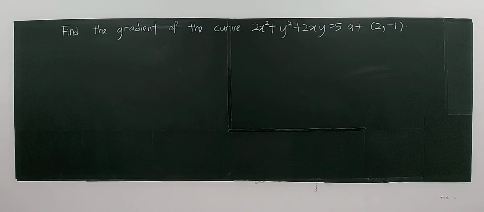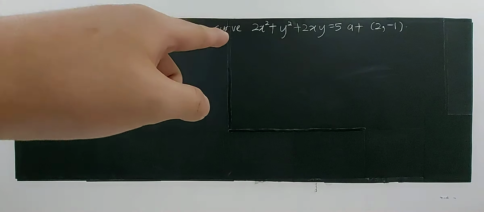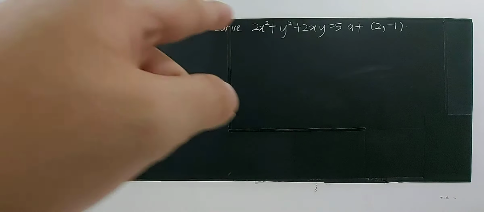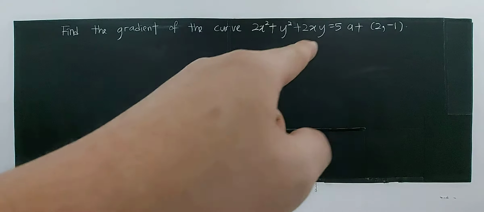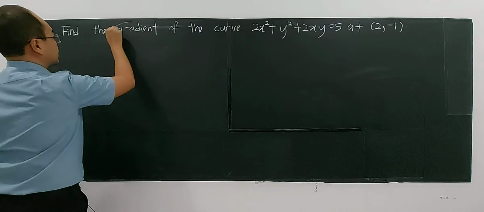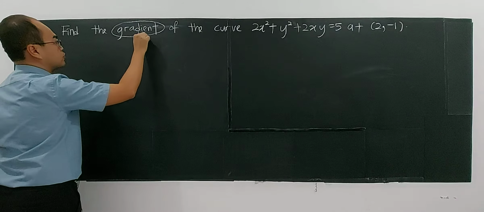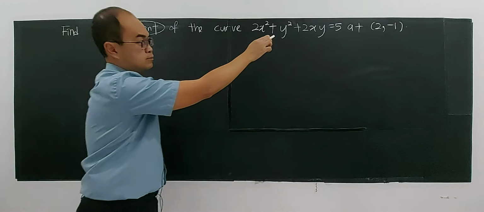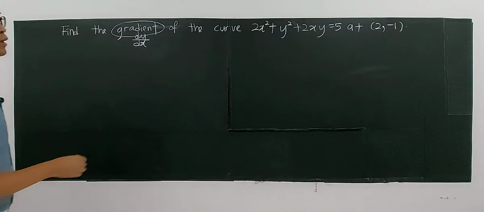Alright, these will be examples of the application of implicit differentiation. We have to find the gradient of the curve at this point. Usually when they say find the gradient of the curve at this point, it refers to the gradient of the tangent. So the gradient here is the value of dy/dx at this point, x = 2 and y = -1.